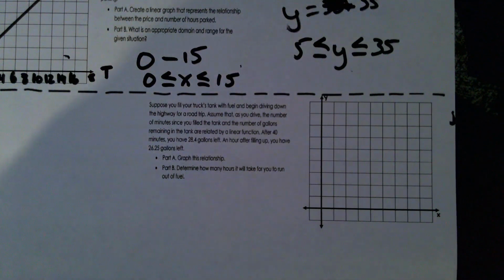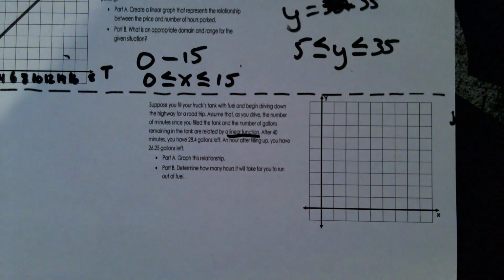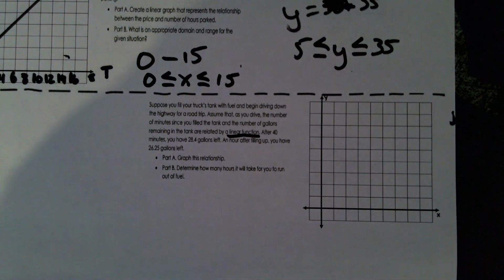All right, let's look at our next problem. Suppose you fill your truck's tank with fuel and begin driving down the highway for a road trip. Assume that as you drive, the number of minutes since you filled the tank and the number of gallons remaining in the tank are related to a linear function. All right, so they're helping us out. They're telling us it's a line. After 40 minutes, you have 28.4 gallons left. An hour after filling up, you have 26.25. Graph the relationship and how many hours until you run out of fuel. All right, so first thing, let's find the slope.